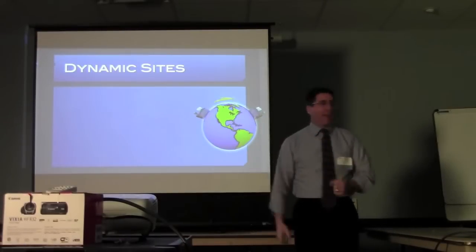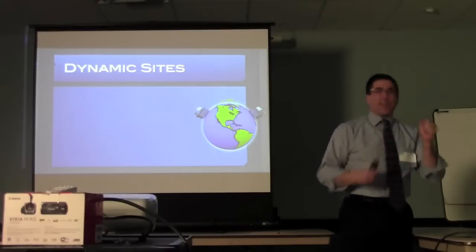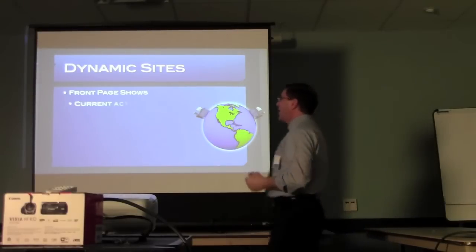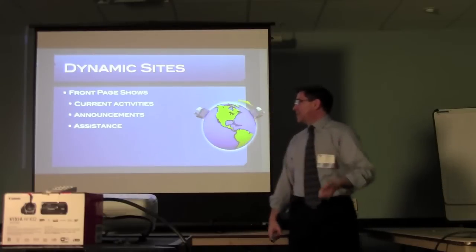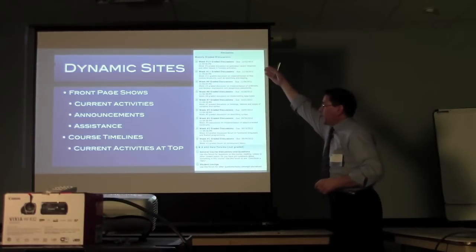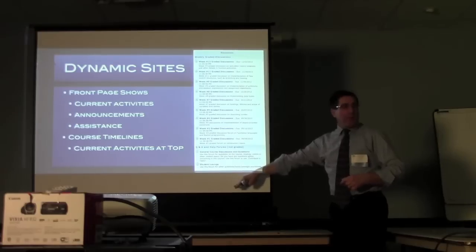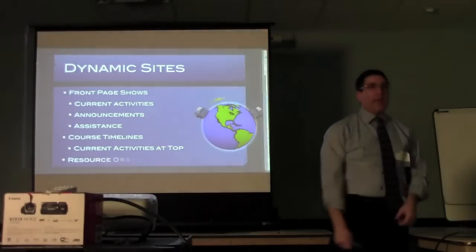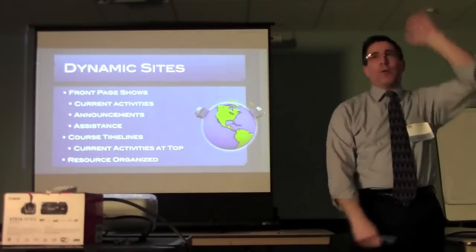Last slide, I'm going to make it. Okay, dynamic sites, the front page should show current activities such as the announcements, assistance, and then course timelines. You want to have the most recent stuff at the top, older stuff at the bottom so they don't have to always scroll. And then organize your resources, don't throw them all on one page, that's it.